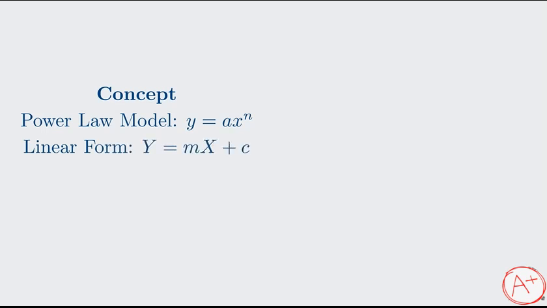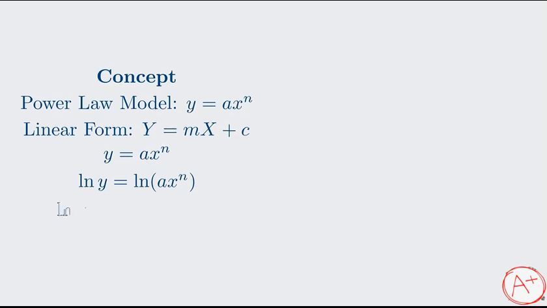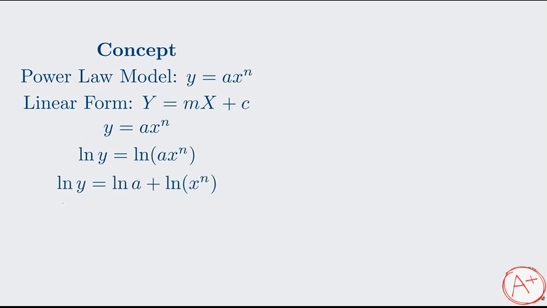Today, we're looking at logarithmic transformations to linear form. We begin with the power law model, where the variable x is raised to a constant power n. To analyze this, we transform it into the linear form y equals mx plus c. First, we apply the natural logarithm, or ln, to both sides of the equation. Using the product rule for logarithms, we split the right side into a sum. Finally, we use the power rule to bring the exponent n down to the front.